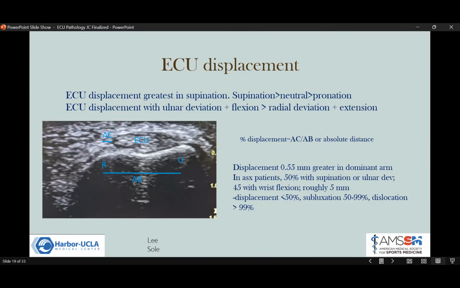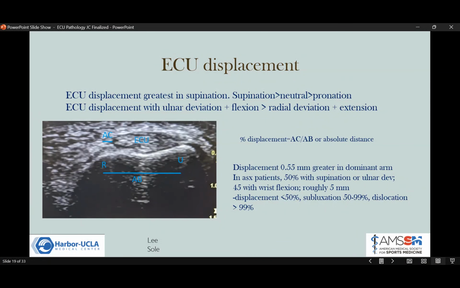I looked at multiple papers showing that the Extensor Carpi Ulnaris has greatest displacement when held in supination. Supination has the greatest displacement over a neutral wrist over a pronated wrist. And if you add flexion and ulnar deviation, that creates a greater displacement over radial deviation and extension. What's found in many patients is that in their dominant arm, you might see a 0.55 millimeter greater displacement compared to their non-dominant arm.